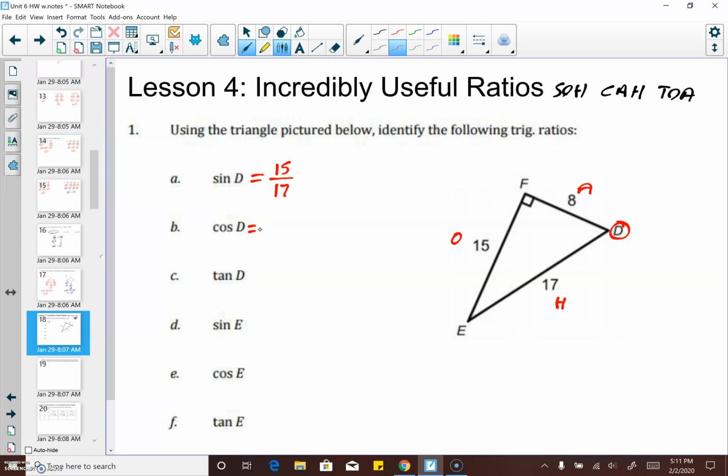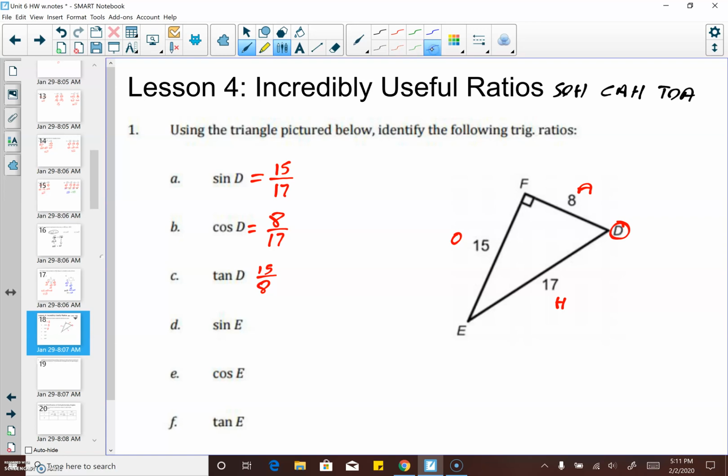For cosine of D, that's my adjacent over hypotenuse. That's going to be 8 over 17. And then tan, opposite over adjacent, gives me 15 over 8. Tan is the only fraction that is allowed to be greater than 1.